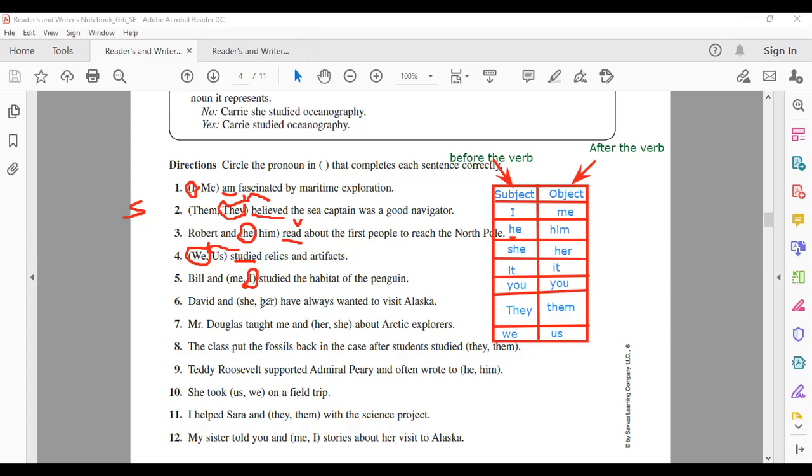Okay, why did you choose I? Tell me, why did you choose I, not me? Do you know the answer? Because it's a subject. Good. And where does it come, before or after? Because it's the subject, it comes after.